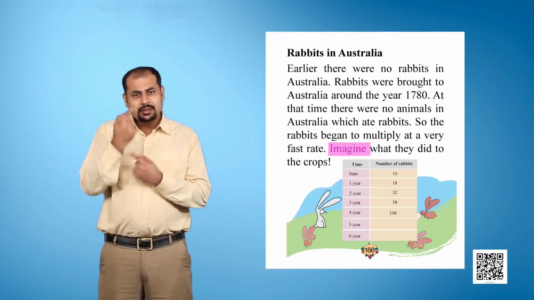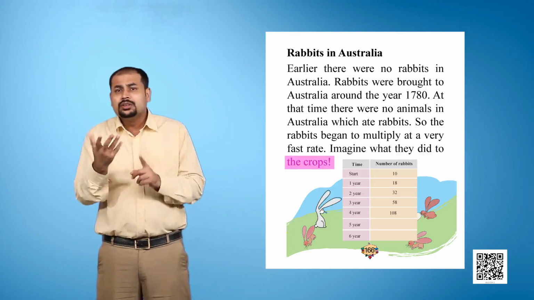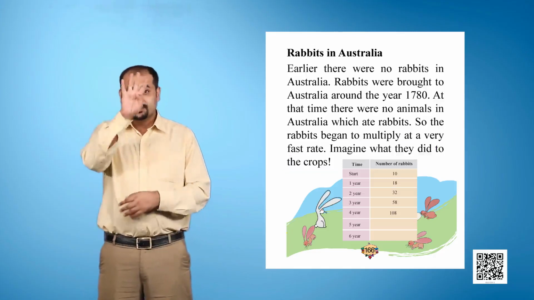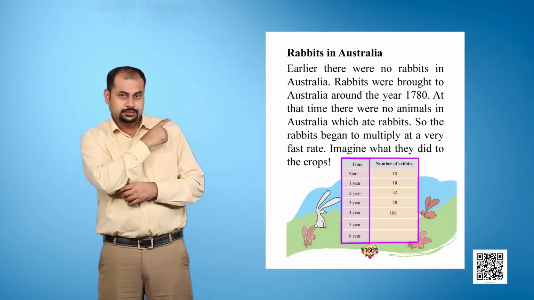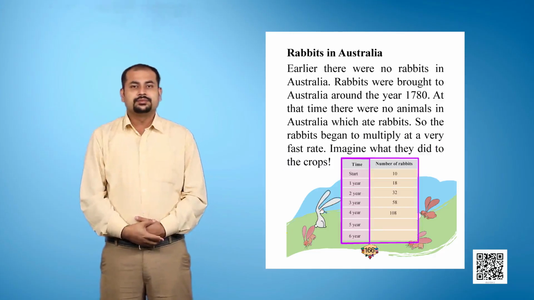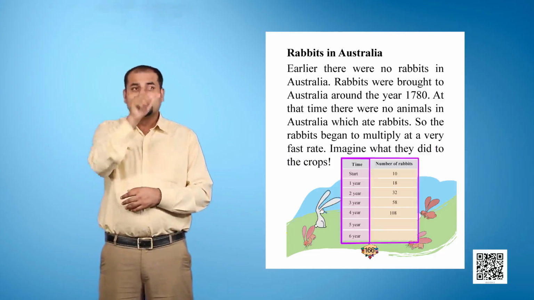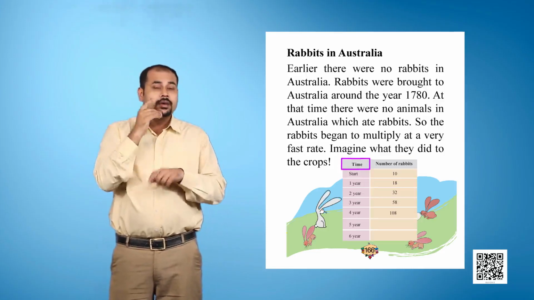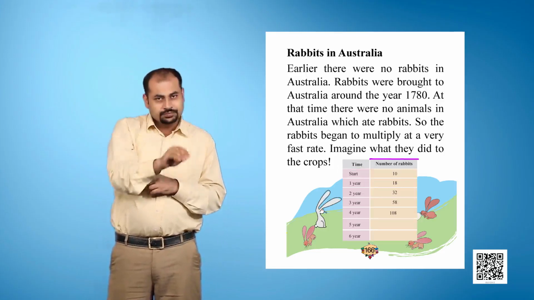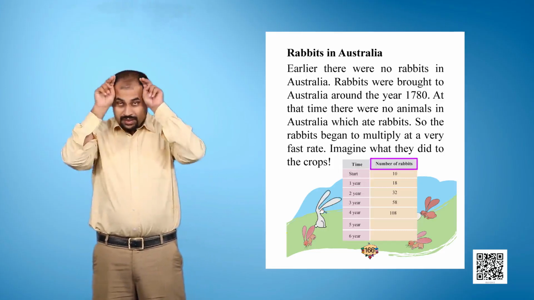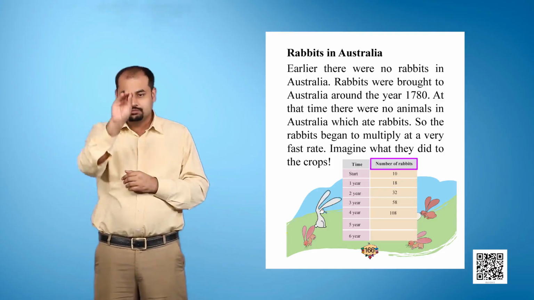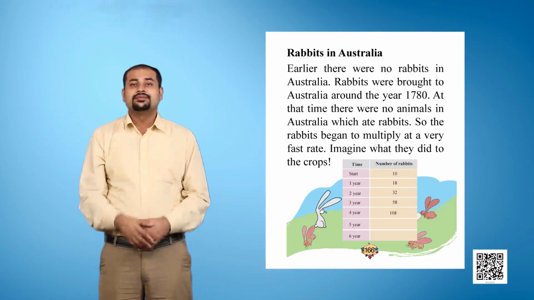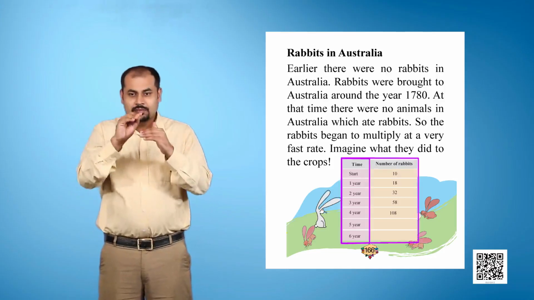Imagine what they did to the crops. The table shows how rabbits grew every year. We have a 2-column table below this. Column 1 says time. Column 2 says number of rabbits. Let's read the table row-wise.